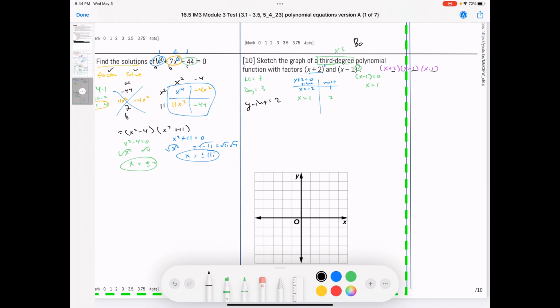Also our basic graph. This is an odd, so the easiest odd is x to the first. So start down, end up. There's my basic. My leading coefficient means that these stay here. They're not going to flip. If it was negative, you would flip. Our arrows kind of verify it's a third degree polynomial. I'm going to have x equals negative 2 here, sorry, and x equals 1. And then our y-intercept of 2.